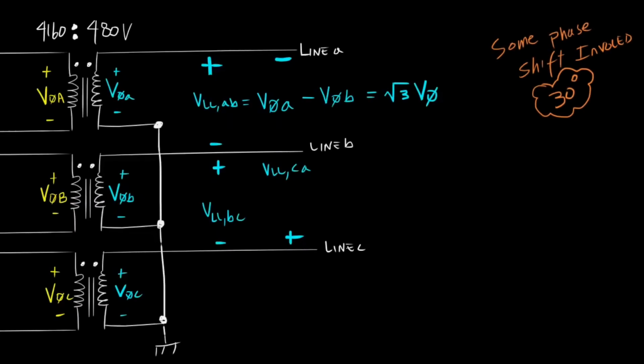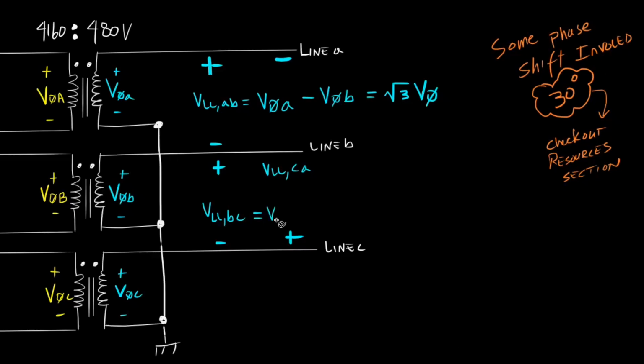So if you look at the phase angle relationship, we should expect a 30 degrees phase shift between the line-to-line voltage and phase voltage. Again, this is covered in great detail in a different module. So what's the line-to-line voltage between line B and line C?